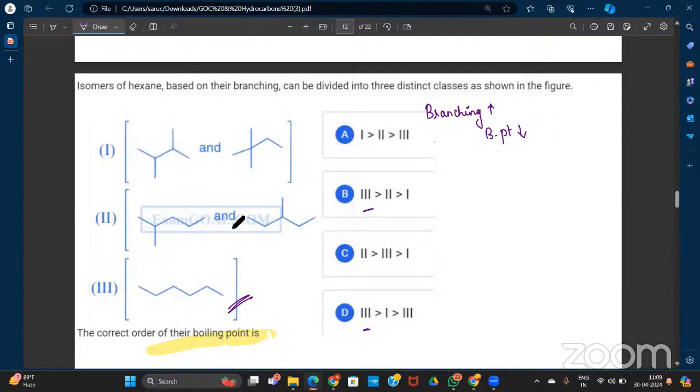So here the branching is less. Here the branching is more. You have like 2 branching, and over here you have like only 1 branching. So therefore option B is going to be the correct answer.